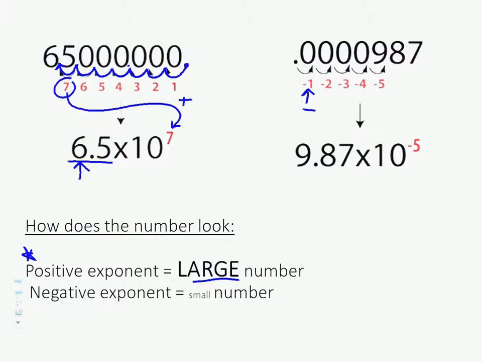That corresponds to a small number. Notice 0.0000987 is a really small number. Whenever you move this decimal to the right, it is a negative exponent. 1, 2, 3, 4, 5. Notice I stopped right here. Why did I stop right there? Because I only want one number to the left of the decimal. So I have 9.87 times 10 to the negative fifth. The negative comes from the fact that I went to the right, or that it became a smaller number, and it's 5 because I moved the decimal 5 places.